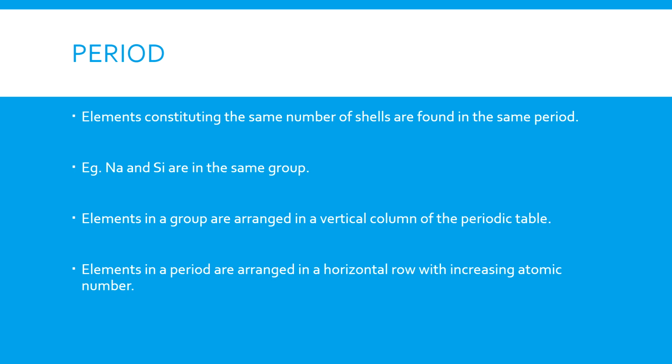A period basically refers to elements that have the same number of shells. Elements that have the same number of shells are said to be in the same period. An example is sodium and silicon. Elements in a group are arranged in a vertical column of the periodic table, whilst elements in a period are arranged in a horizontal column.